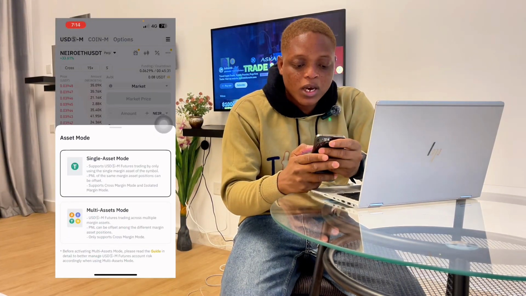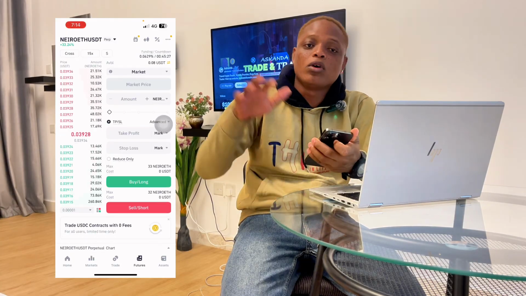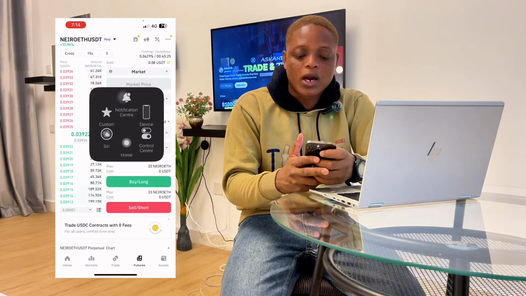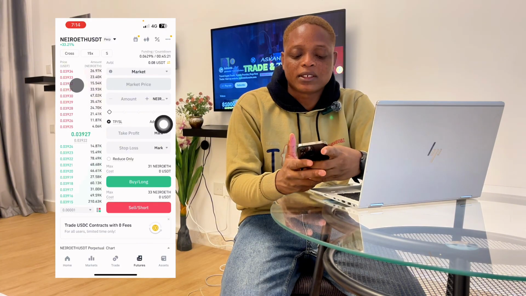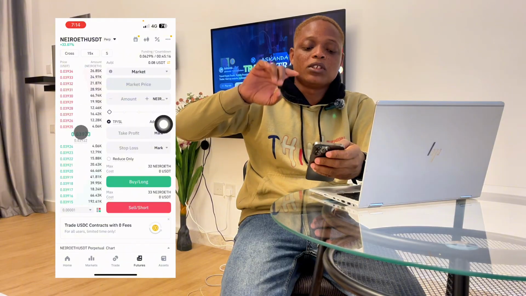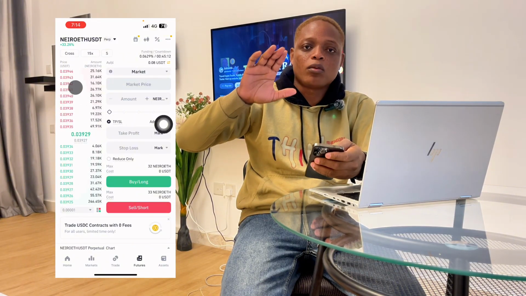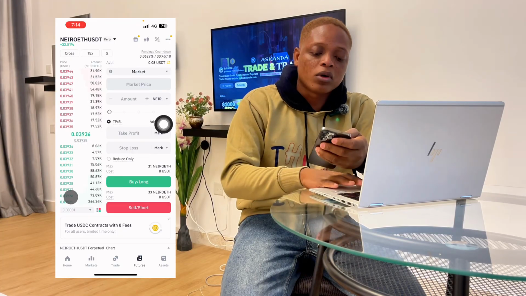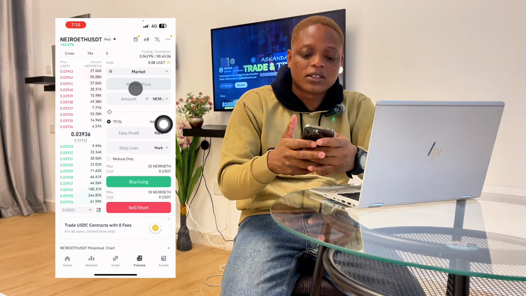Then the next thing that we have is single asset mode and multiple asset mode. You can just go and read more about it, okay? We have what we call the order book. The order book contains the buyers and sellers. So in case we decide to trade this particular token, we decide to sell it or buy it. If we decide to sell it, we will be at the top of the order book. If we decide to buy this token, we will be down here. Do you get it now?